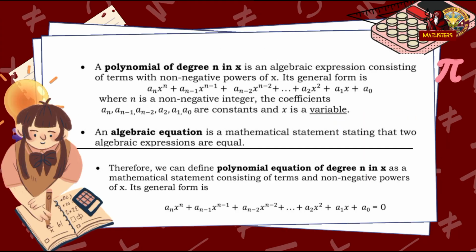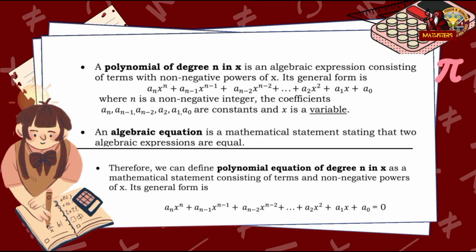A polynomial of degree n and x is an algebraic expression consisting of terms with non-negative powers of x. The n in its general form is a non-negative integer. The coefficients a sub n minus 1, a sub n minus 2, a sub 2, a sub 1, and a sub 0 are constants, and x is a variable. An algebraic equation is a mathematical statement stating that 2 algebraic expressions are equal.